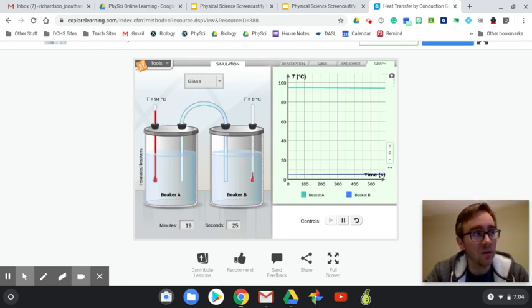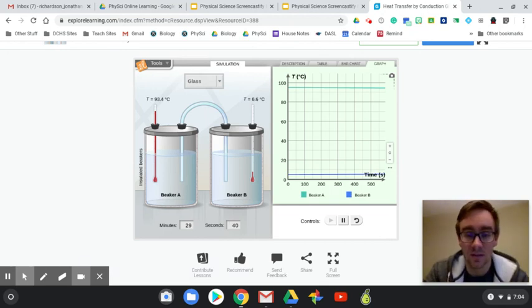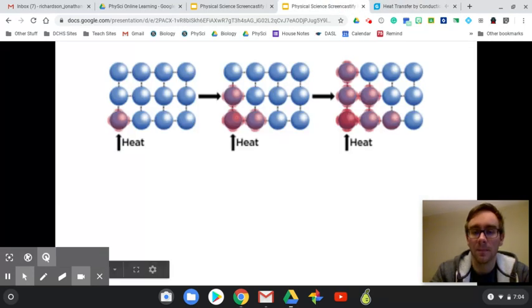This is one of the reasons why we use glass for our windows: it doesn't let the heat inside the house out of the house, or outside heat into the house, because it does allow it to transfer. All materials allow heat to travel through them. It's just some are way better than the others. All right, so let's switch back here.